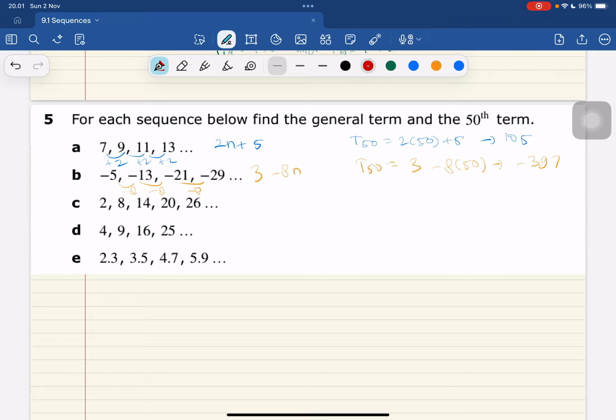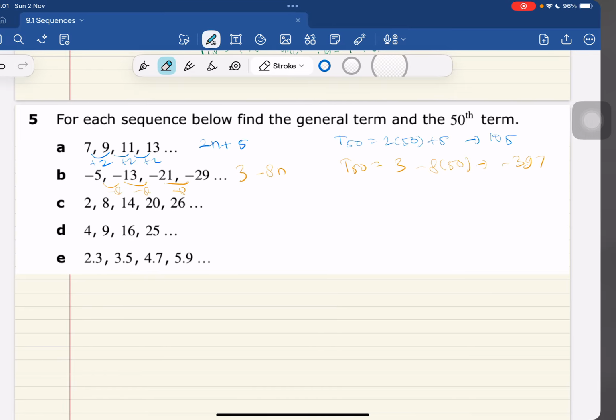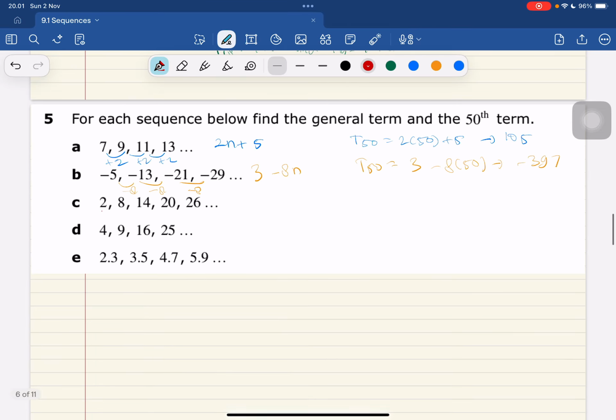Okay, let's see C. Let's find the difference first. So 2 to 8 is plus 6, here also plus 6, plus 6. Okay, plus 6. So this is 6n. Then to make it 2 is minus 4. Okay, we got it. So T50 is 6 times 50 minus 4. So this will give us the answer of 296.